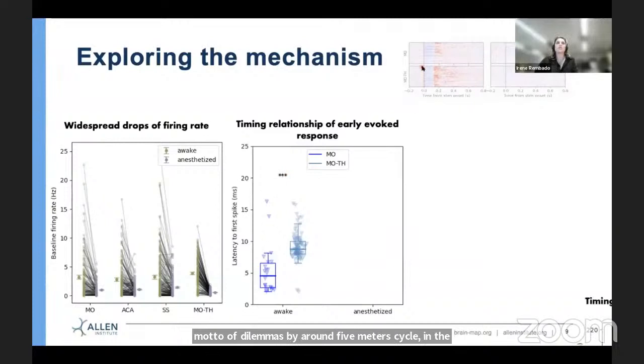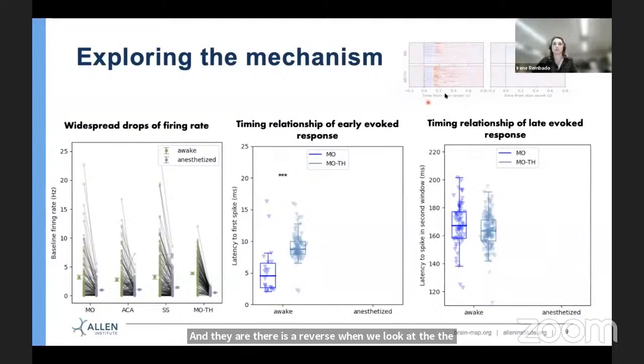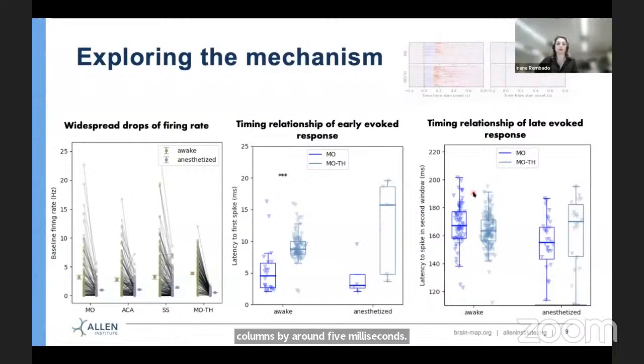And the order is reversed when we look at the second activation or rebound activity, where in this case, the motor cortex follows the motor thalamus by around 5 milliseconds. This relationship is no longer there when the animal is anesthetized, most likely because it is more difficult to elicit a strong response in the same areas.